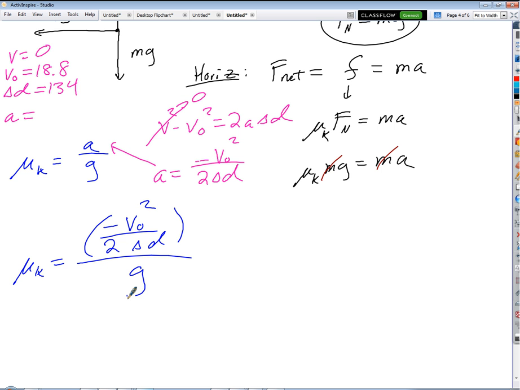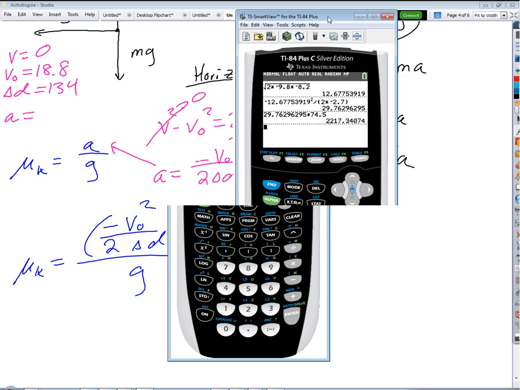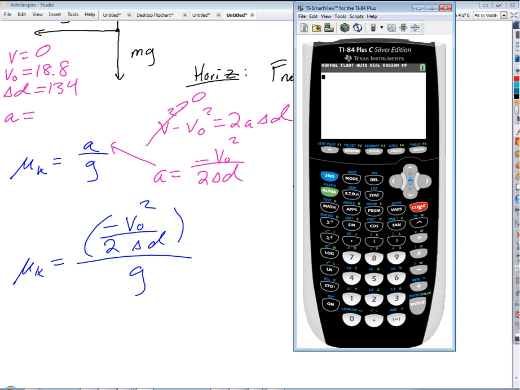Or I can just get a number there and plug it into the equation, either way. So what's that give us? Hopefully you remember the numbers, because I don't. So we had the quantity negative, and then 18.8 was the initial velocity. Negative 18.8 squared divided by the quantity 2 times 134, divided by 9.8, gives us mu.